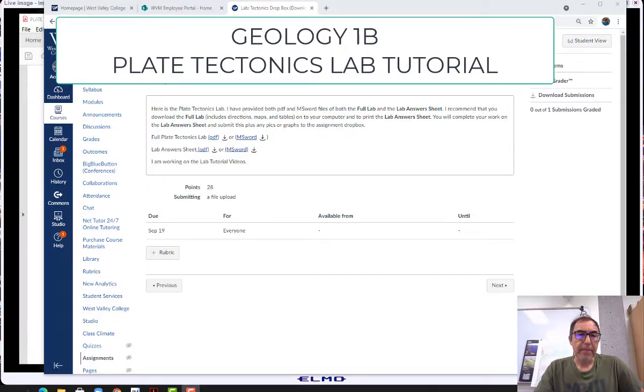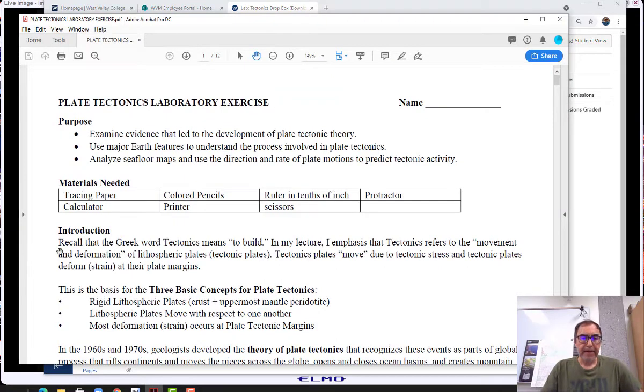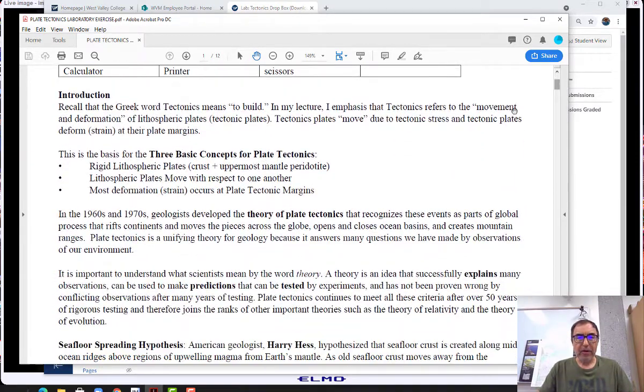Today I'm going to look at the Plate Tectonics Lab, and I've already downloaded the lab onto my laptop here. The first part is just some introductory material. Make sure you read through this. I know this question is on the exam. Make sure you know the answer to that one, those 3 points there.